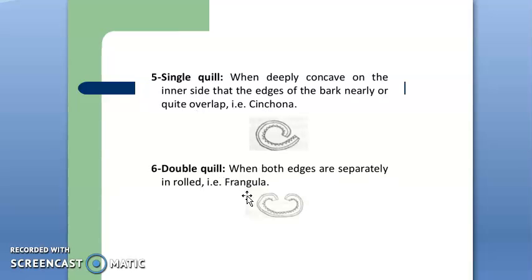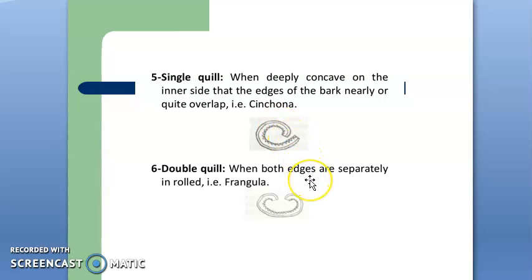Next type of bark is single quill or double quill. In some cases, one edge of a bark covers the other to form a quill. When deeply concave on the inner side, the edges of the bark nearly or quite overlap. And the example is Cinchona, Cascara or cinnamon.